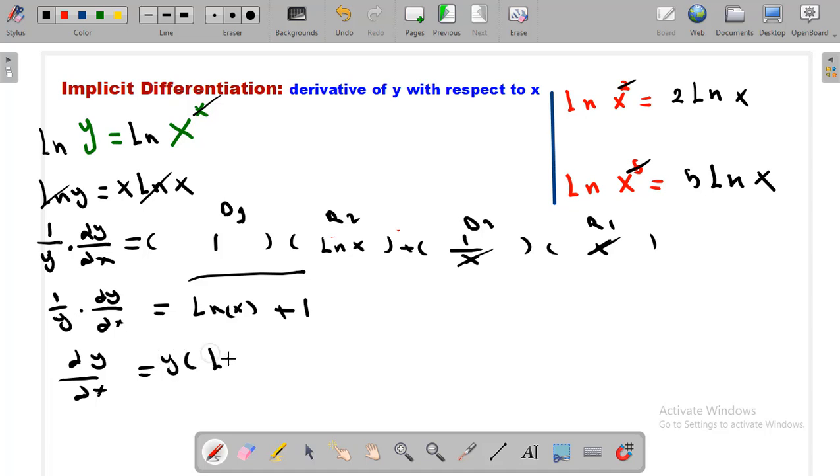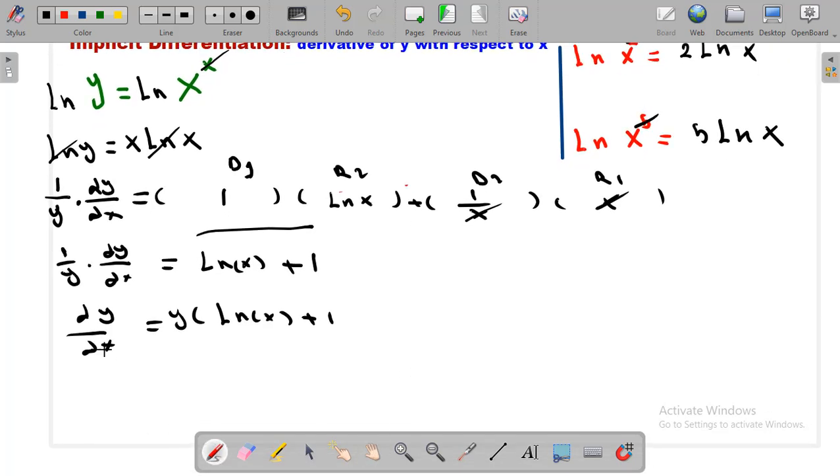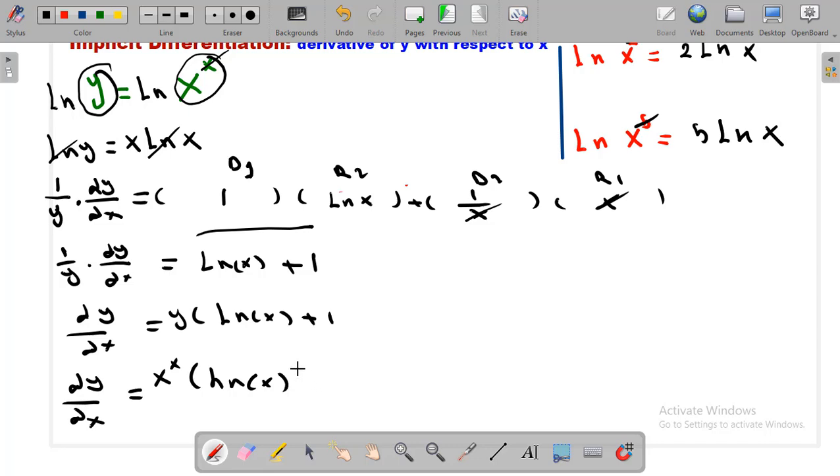times ln of x. Now substitute: dy over dx, y equals x to the power x. So dy over dx equals x to the power x times ln of x plus 1.